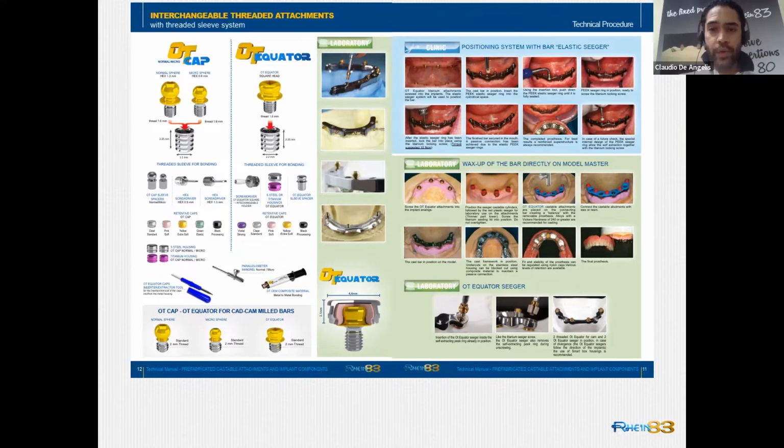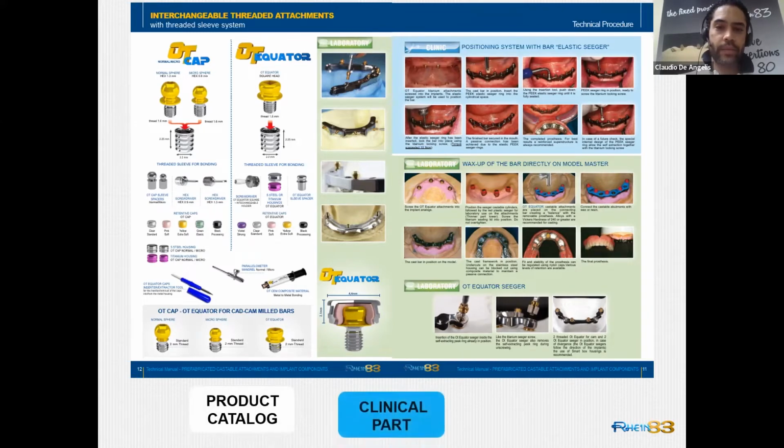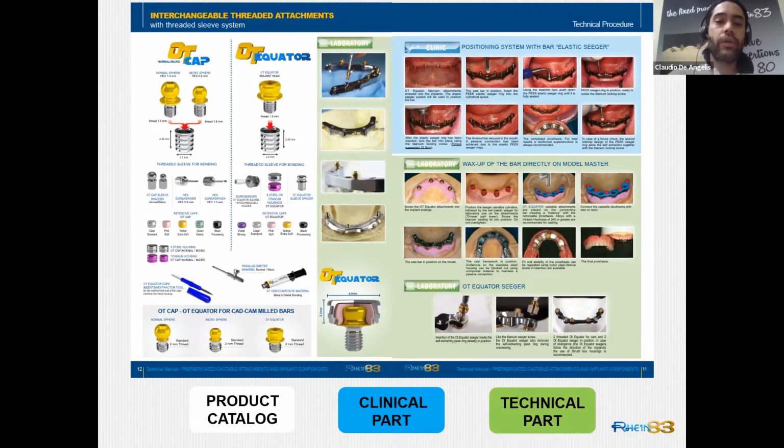Meanwhile, in the blue part, you can see all the clinical part concerning this attachment. So I mean, how you use this attachment, which was presented in the white side of our catalog, how you can use it in the clinic, so with the patient directly. And below, in the green part, you can see how to process this attachment in the laboratory. So this is a very powerful tool.